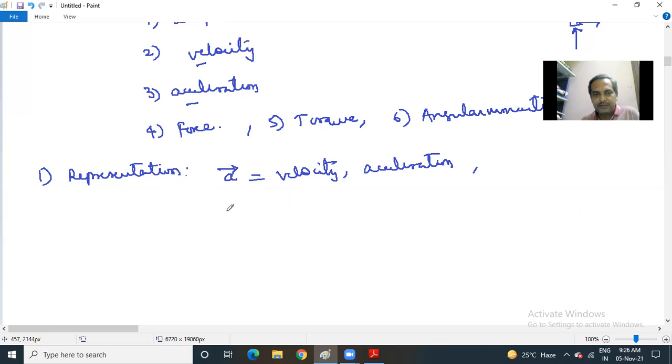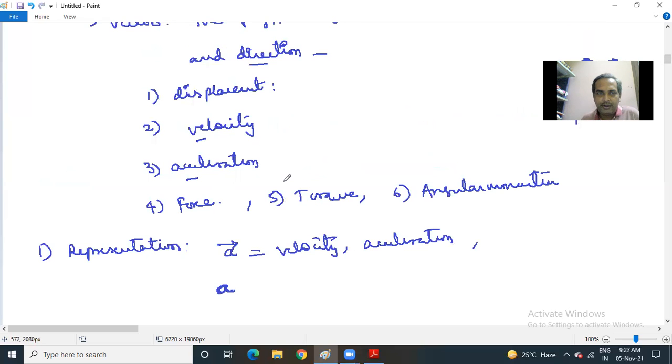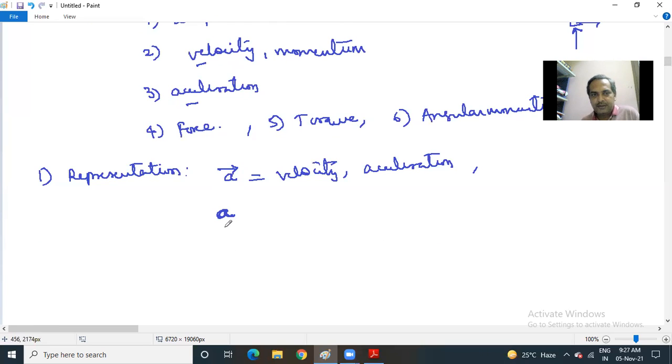Otherwise, you can bold it. Instead of small letters, you can even take capital letters. But you have to say which vector quantity it is. It may be velocity, force, acceleration, or momentum. So this is the vector representation. In that, the bar is involved with a line segment.